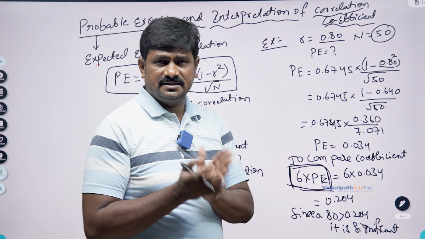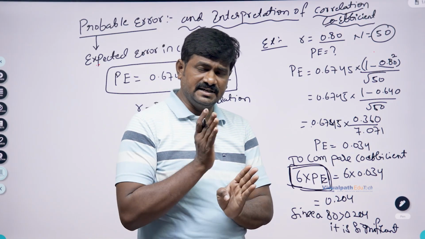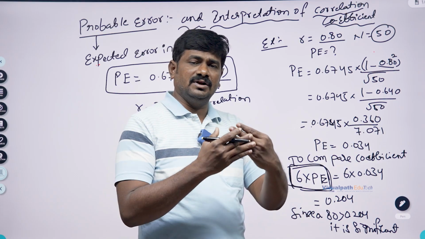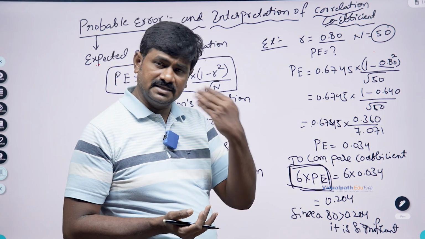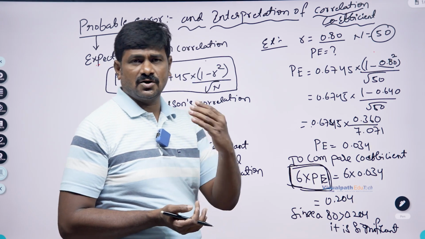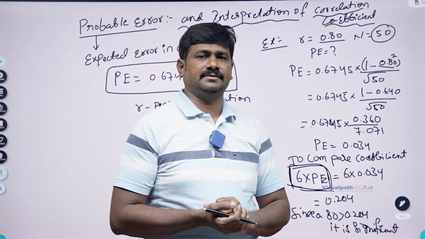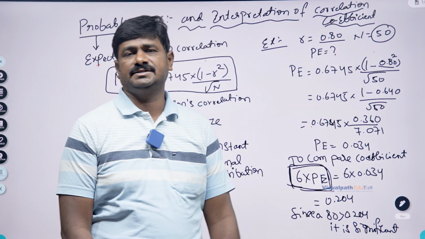When we are testing whether the correlation coefficient is adequate, we check whether the correlation coefficient is more than the probable error; then the correlation coefficient is significant. If the correlation coefficient is less than the probable error, it is insignificant, not a significant correlation coefficient. So this is the concept related to the probable error and its interpretation on the correlation coefficient.